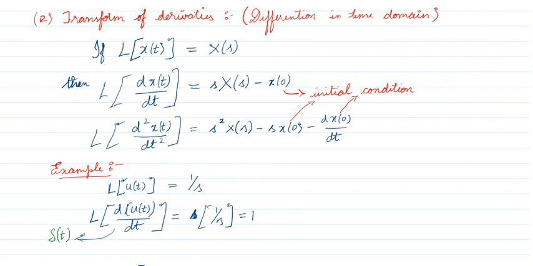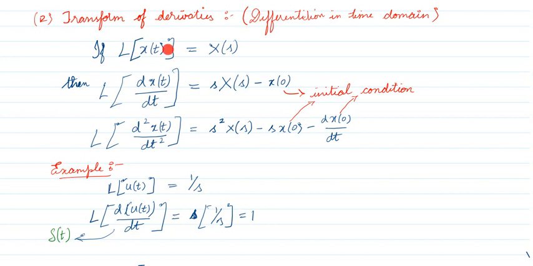Next, we'll look at the second property, that is your transform of derivatives. It is also called differentiation in time domain.